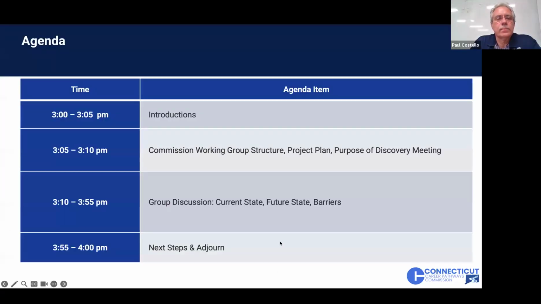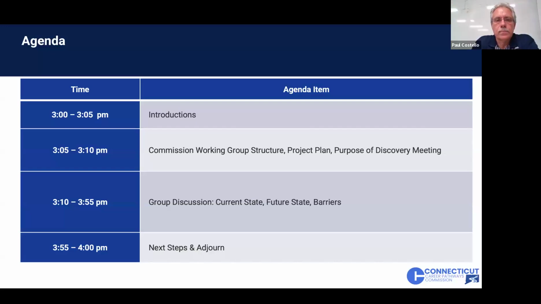Here's an agenda for our time today. We're a little behind, but I think that's okay. We're going to do some introductions because not everyone got to meet each other last week, and we'll be getting to know each other very well throughout this entire process. I'll just spend 5 minutes providing an overview of the commission working group structure, the project plan, and the purpose of why we're here today. This was all explained last week, but I know people are doing a million things. I think just a refresher would be useful.